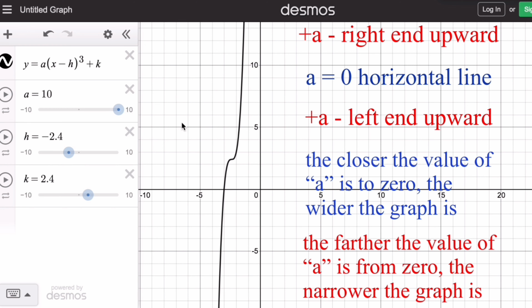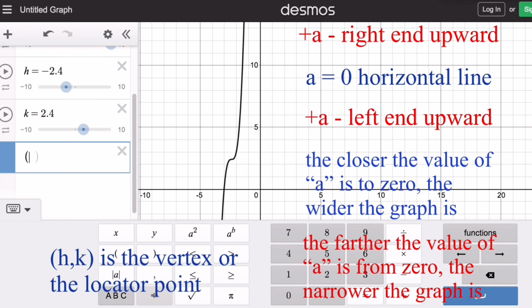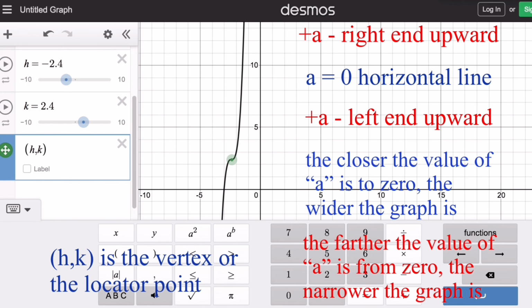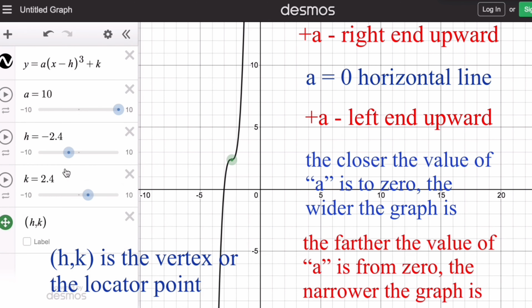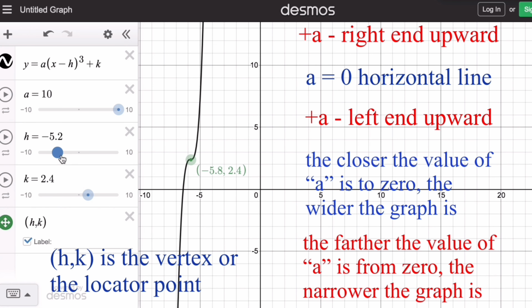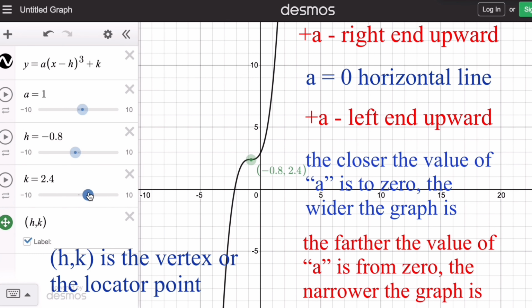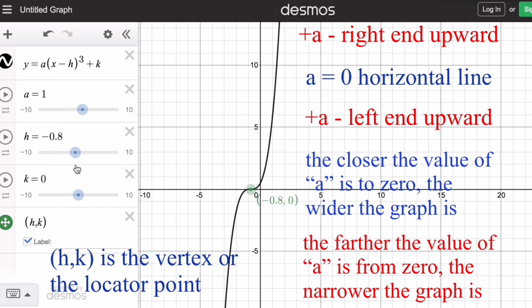We also remember that the coordinate (h, k) is the vertex, or the locator point, of the graph, where h translates the graph left or right, while k translates the graph up or down.